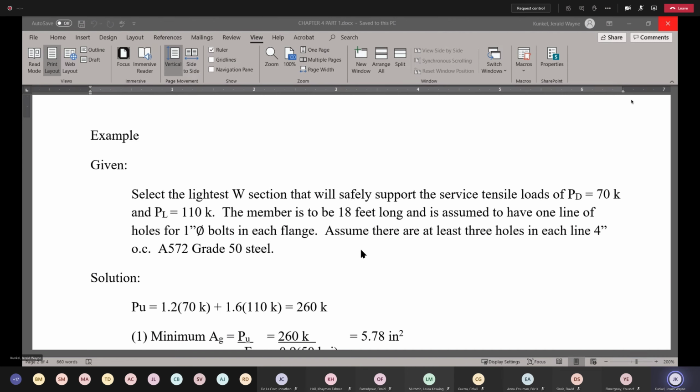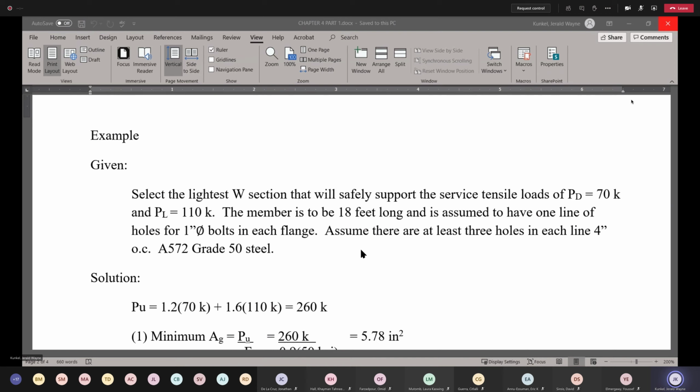So how are we going to proceed to do this? Where do we start? The first thing we have to do is find the factored tension load to the member. So we've got to use the load combinations that we learned in chapter 2. This member only has dead load and live load. If we went back to chapter 2 and looked at the load combinations, we would find that the second equation down says the ultimate load, or the factored load, is equal to 1.2 times the dead load plus 1.6 times the live load.